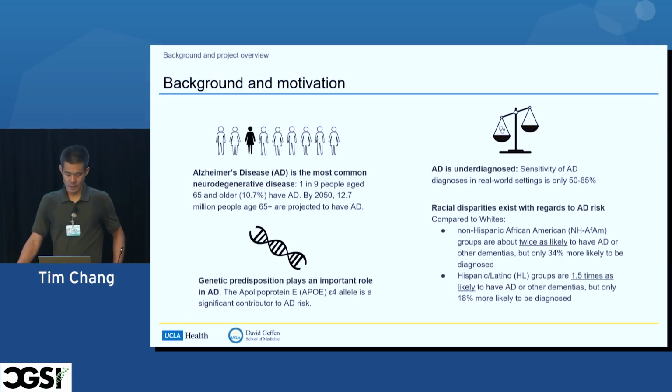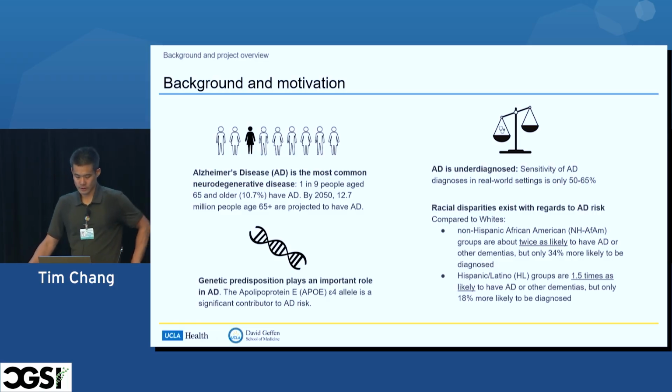Alzheimer's disease is one of the most common neurodegenerative diseases. About 10% of people over 65 are diagnosed with Alzheimer's disease. This is expected to increase significantly by 2050. There is some genetic predisposition to this. One of the most known and common risk factors is the ApoE4 gene. This increases your risk, depending on the race ethnicity, to about a 1.3 to 2 odds ratio.